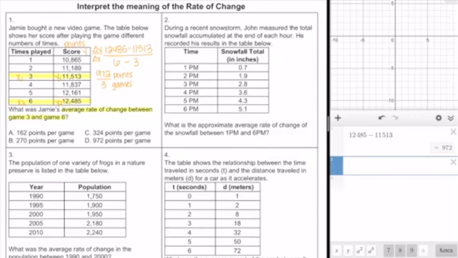So now what we need to do is just simplify this and do 972 divided by 3, and that's 324. So that's 324 points per 1 game, or for each game.